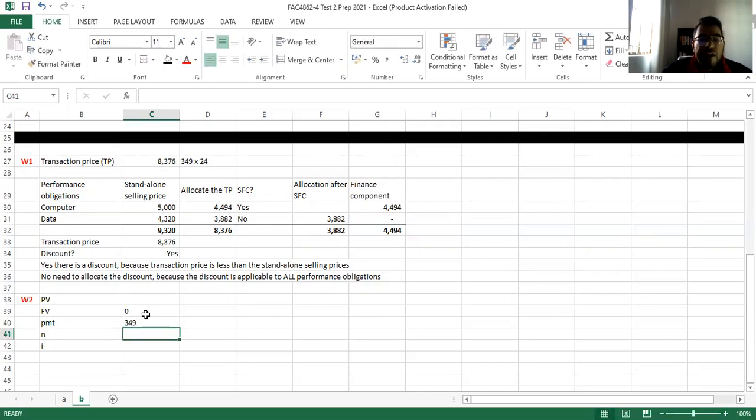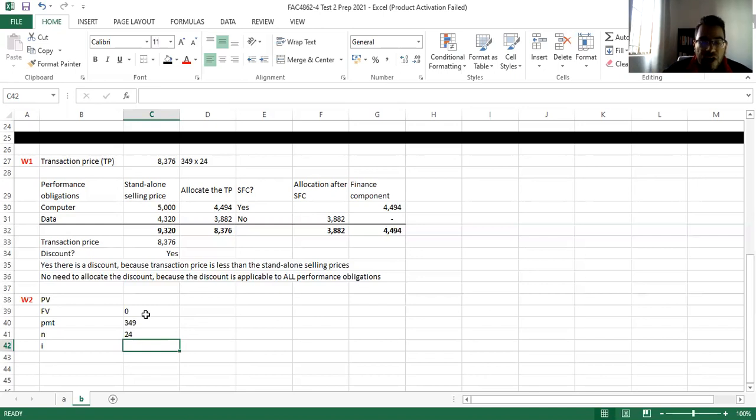How many payments is the remaining number of periods, or the remaining number of years, times the number of payments. So the number of years is 2 multiplied by the number of payments per year, which is 12. We know there's 24 payments.